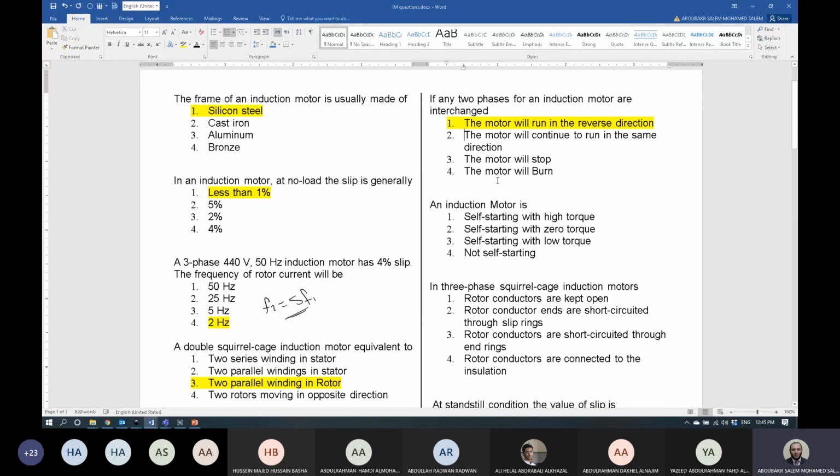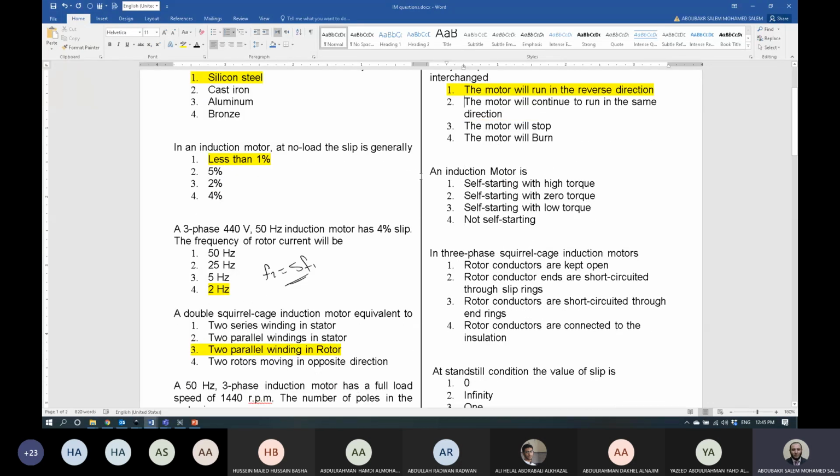This is right. Okay. Next, an induction motor is self-starting with high torque, self-starting with 0 torque, self-starting with low torque, not self-starting.